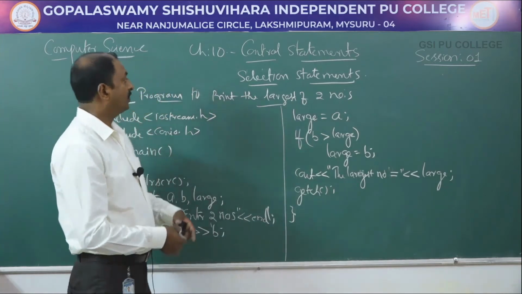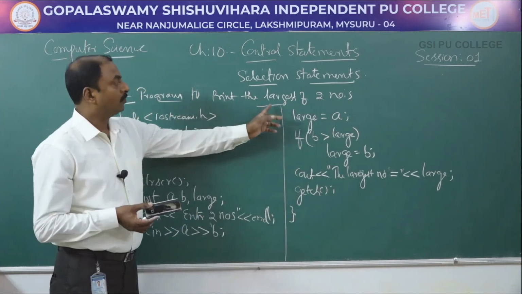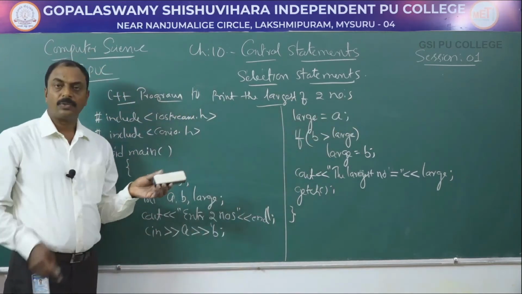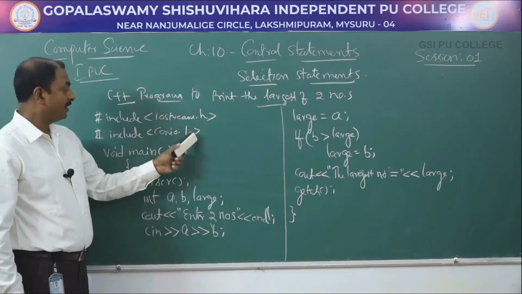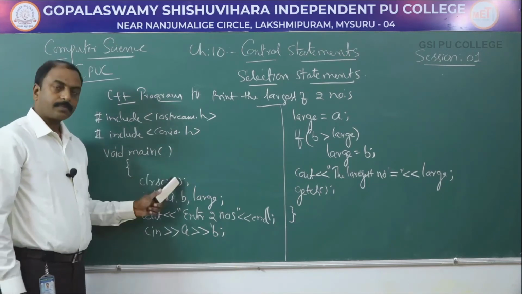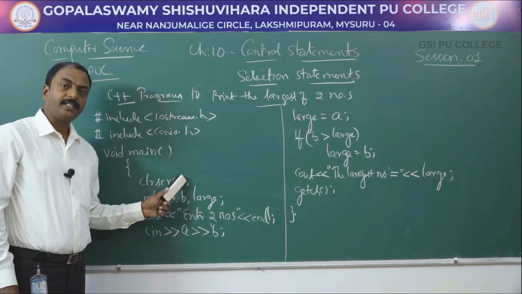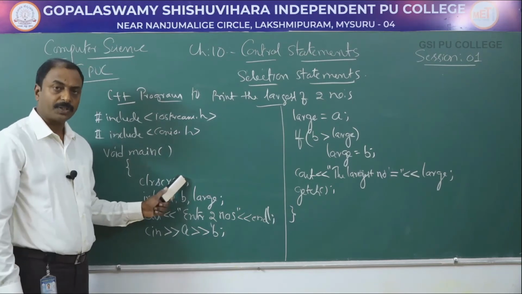So student, this is a simple program to print largest of given two numbers. As usual, program starts with header files, then void main. Here clear screen, this clrscr is a function used to clear the output screen.